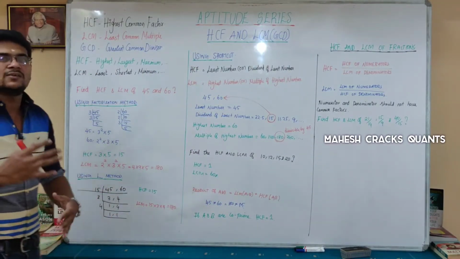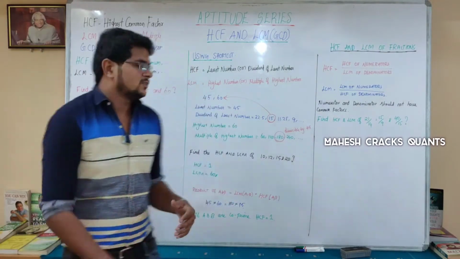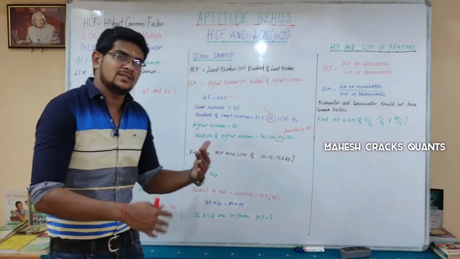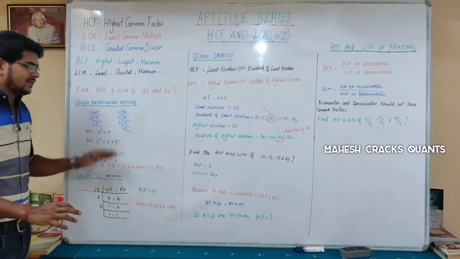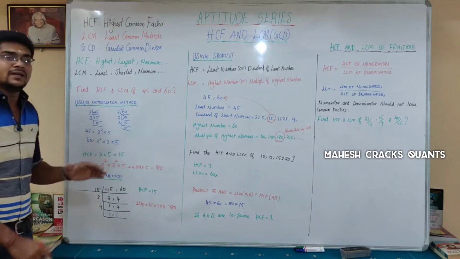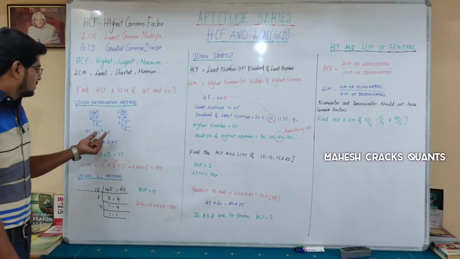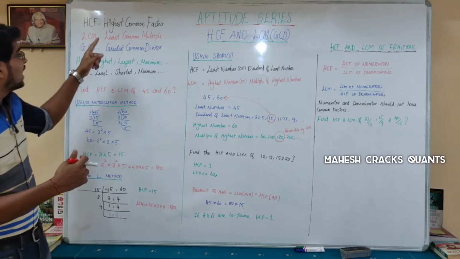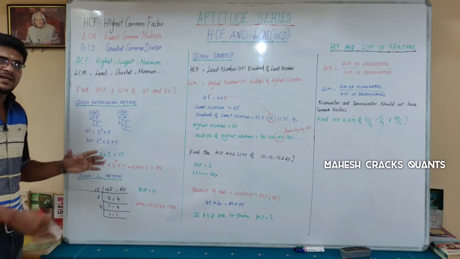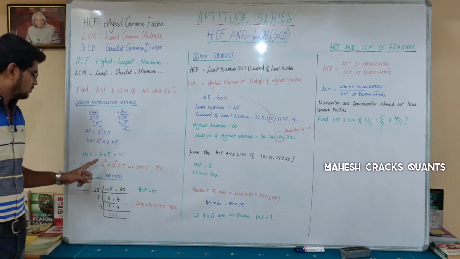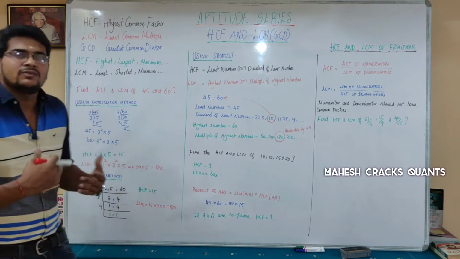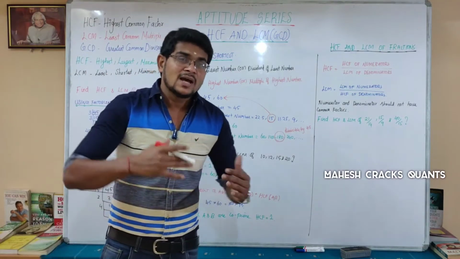When it comes to HCF, highest common factor, what are the common prime factors between these two? 3 and 5. Only 3 and 5 are common. So the question is the highest common factor. What is the highest common power in 3? 3 itself. So you take 3. In 5, 5 itself. 3 into 5 is equal to 15. That's the HCF.